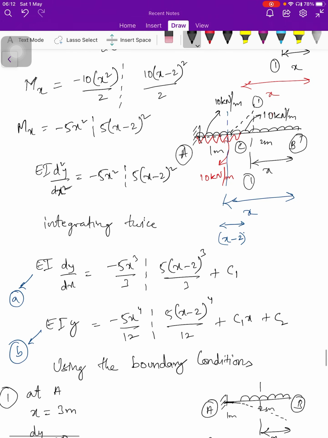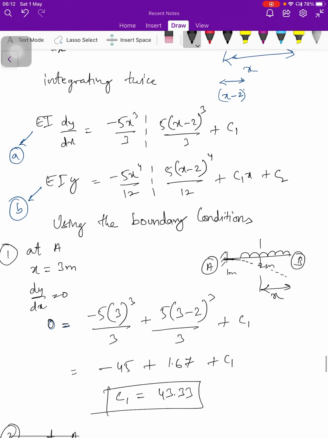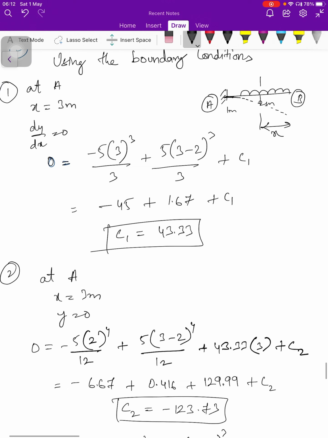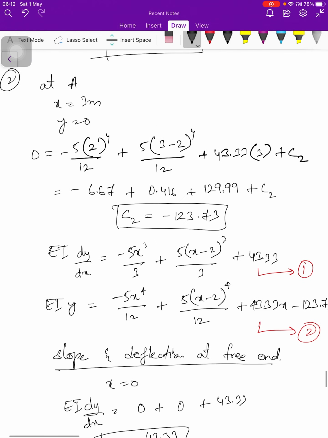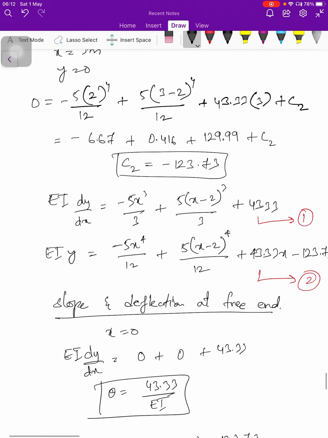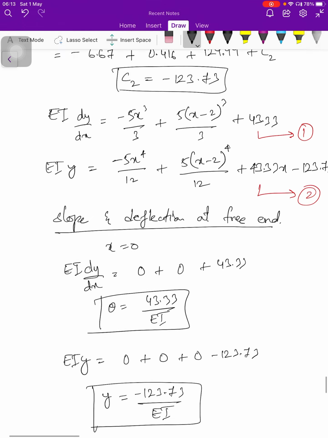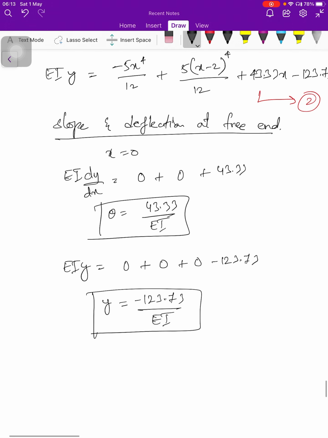Integrating twice, you will get two integration constants C1 and C2. Applying the same boundary conditions, you will get the values of C1 and C2. Substituting back in equations A and B, these are your final equations 1 and 2, EI dy by dx and EIY. Slope and deflection at the free end is computed. So that's all for today's class.